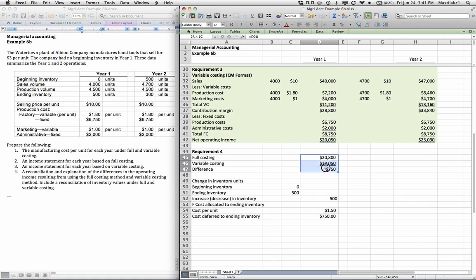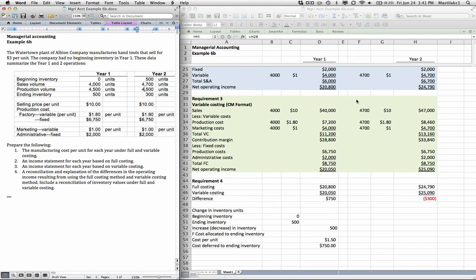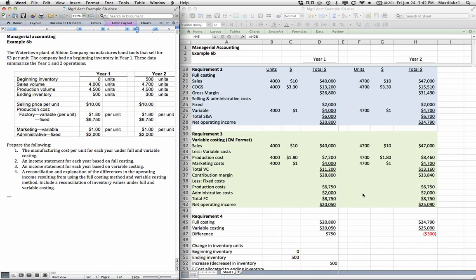We can do the same thing for year 2. What we'll notice is in year 2 we sold 4,700 units and produced only 4,500. So in other words, we sold more than we produced. How did we sell more than we produced? Well, we pulled 200 units out of our beginning inventory. So we started year 2 with 500 units. We ended the year with only 300 because we used more than we produced, so our inventory levels went down.